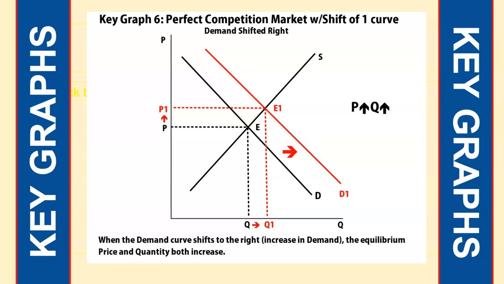So let's take a look first at key graph 6. Again, all of these key graphs should be in your notebook, so make sure you go back through the key graphs to get them all. But the idea here is we want to see what's happening to price and quantity as a result of this demand curve shift. So what merits a shift in demand?